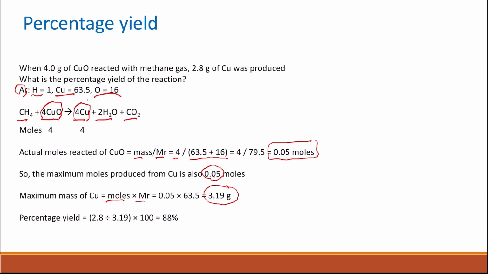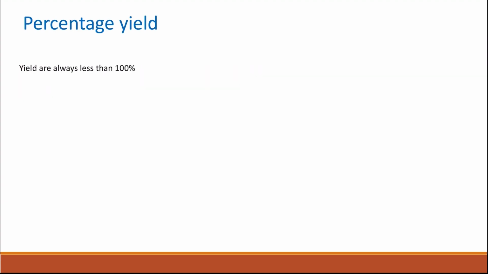Now we need to calculate the percentage yield. So the actual mass that was produced, or the actual yield, which is 2.8 grams here, divided by the maximum mass that is expected, which is 3.19, multiplied by 100, equals 88%. So the percentage yield is 88%. So you only got 88% of what was expected.